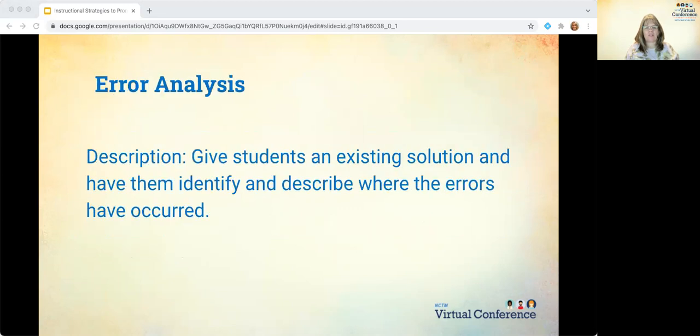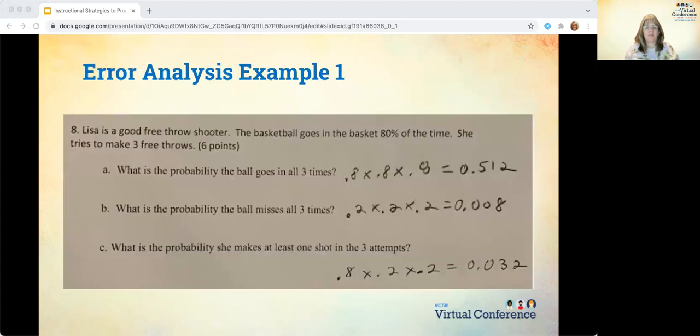So let's talk about the first strategy, which is known as error analysis. In this instructional strategy, you give students an existing solution and have them identify and describe where the errors have occurred. So here's an example that I've used with my students. Lisa is a good free throw shooter. She has an 80% success rate with having the basketball going into the basket, and she tries to make 3 free throws. So there are 3 questions here. I'll give you a moment to read the questions and check out the answers and see if you can identify where the error occurred. I would encourage you to pause the video at this time.